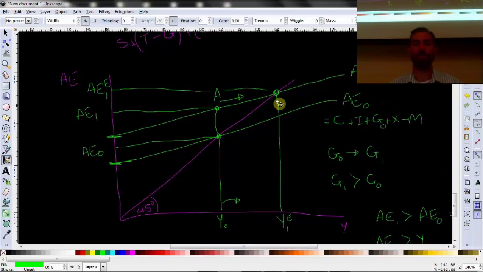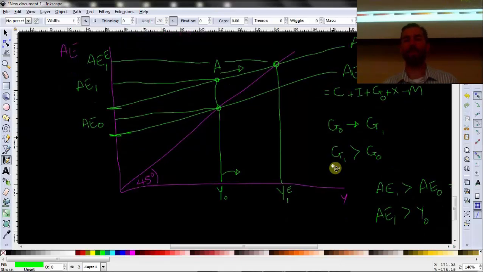Okay? A new equilibrium point. At our new equilibrium point, the amount of output produced is equal to the amount of expenditure. There is no unplanned change in inventory. There is no signal to firms to produce more. There is no signal to firms to produce less. So they just continue producing whatever they are producing and selling whatever they are producing. We're in equilibrium. Everyone's happy. Okay?